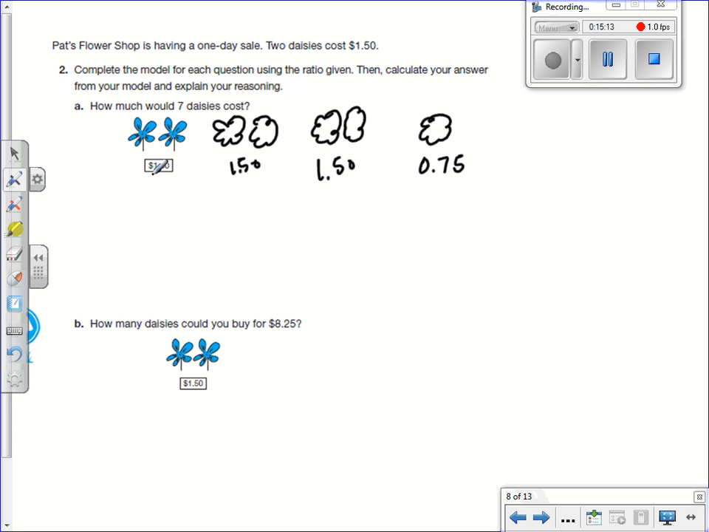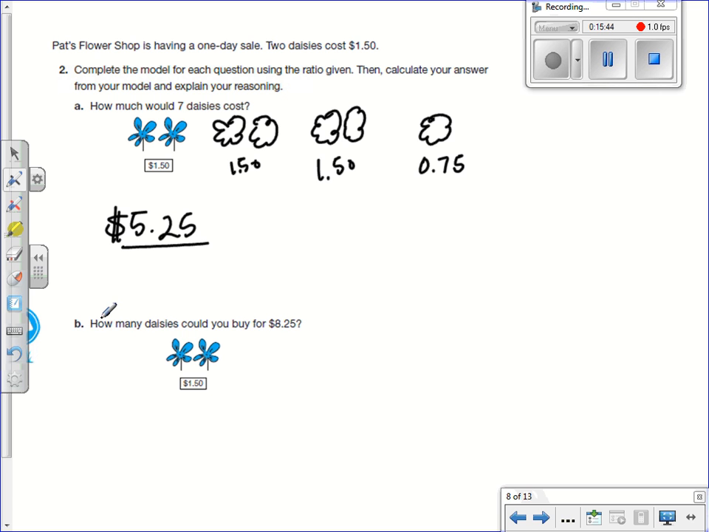So $1.50 plus $1.50 is $3, plus another $1.50 is $4.50, plus another 75 cents would give me a total of $5.25. I'm not going to write all this out, but you need to explain your thoughts on how you got this answer of $5.25 for a total of 7 daisies as your cost. I want you to go ahead and try B on your own.